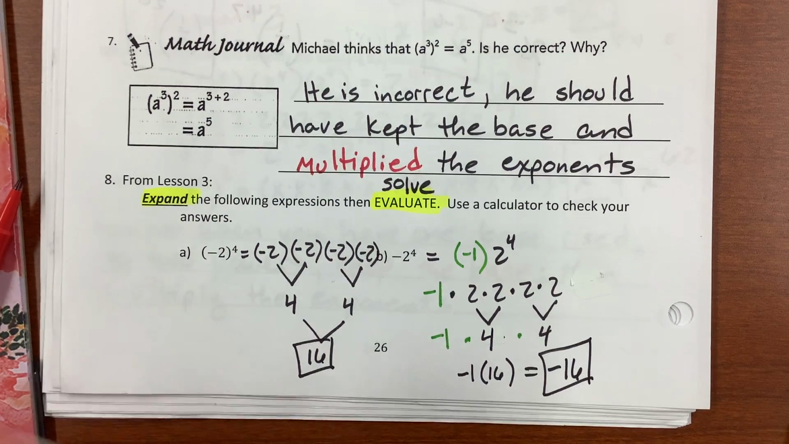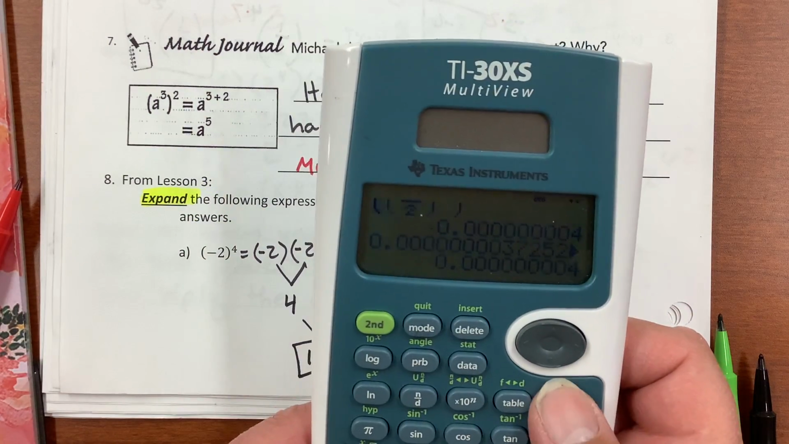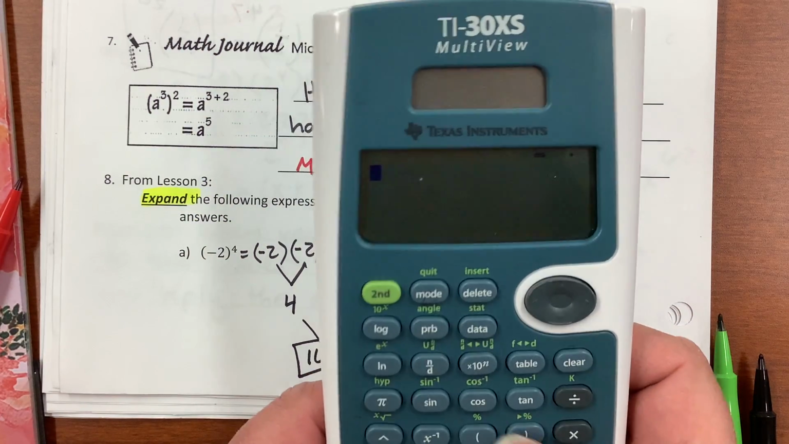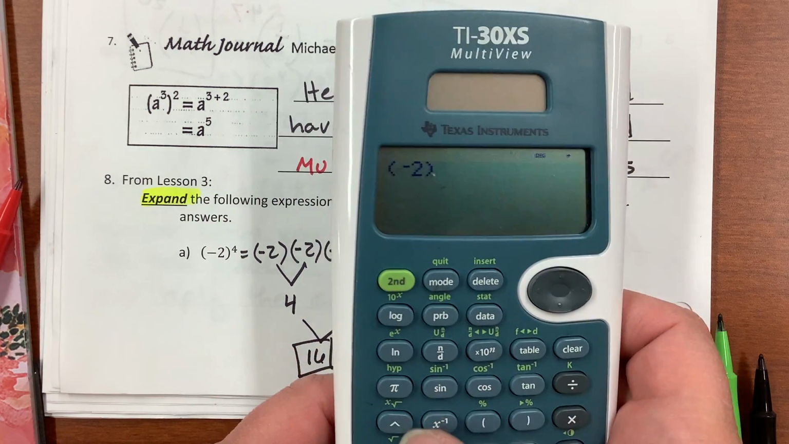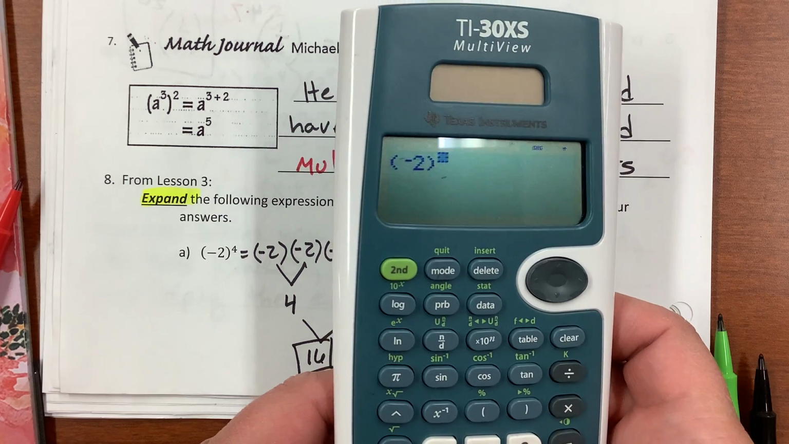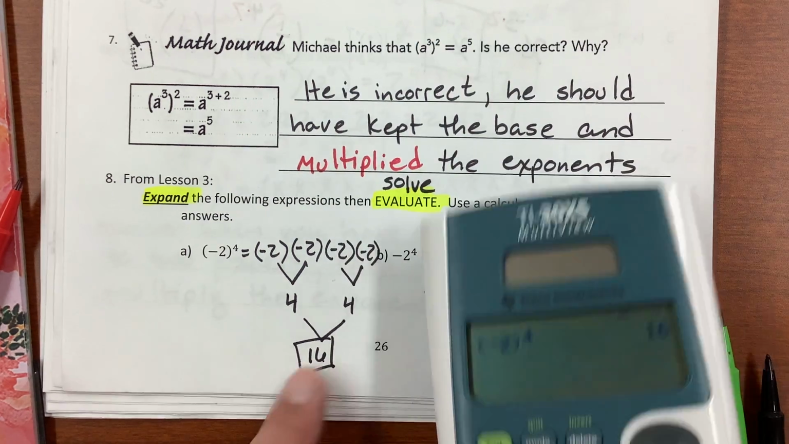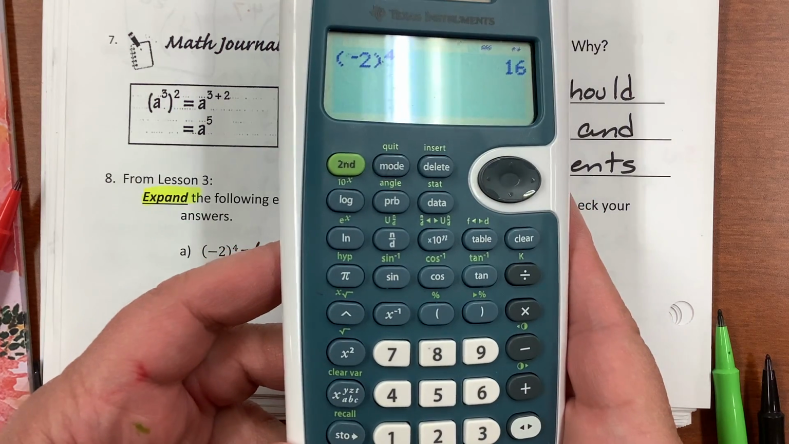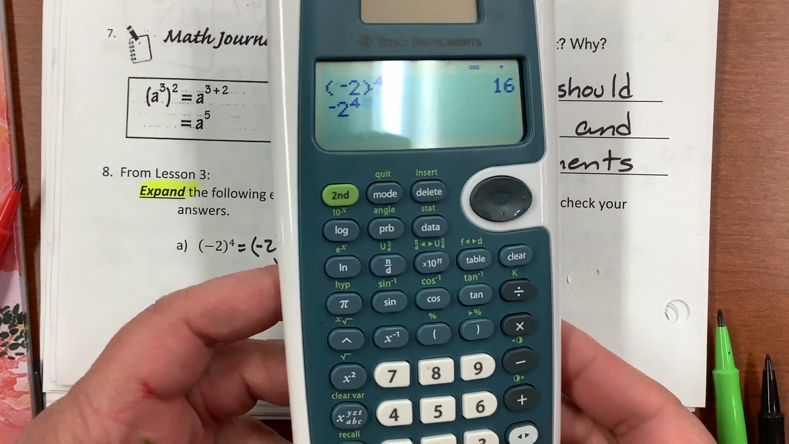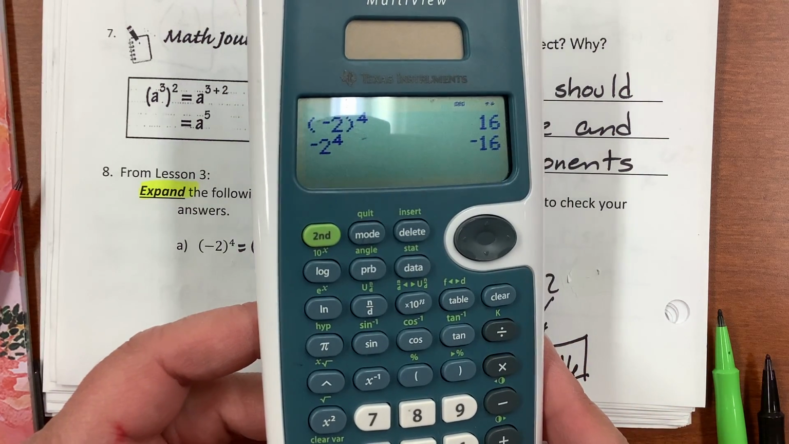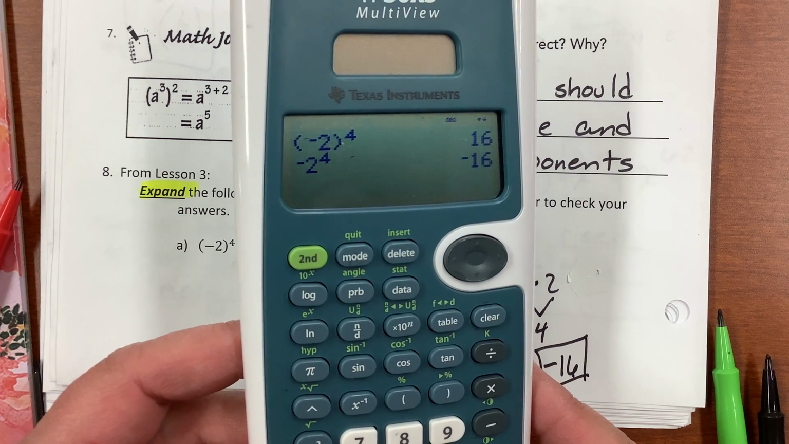Use your calculator to check your answers. Okay, so I'm going to do that because I got really wildly different answers there, and the problems look almost the same. Parentheses, -2, that little up arrow, 4 power. Equals, okay, I'm right, it is 16, good. Now this one, no parentheses, -2, up arrow 4, and I get -16. Parentheses means something. Just remember that.